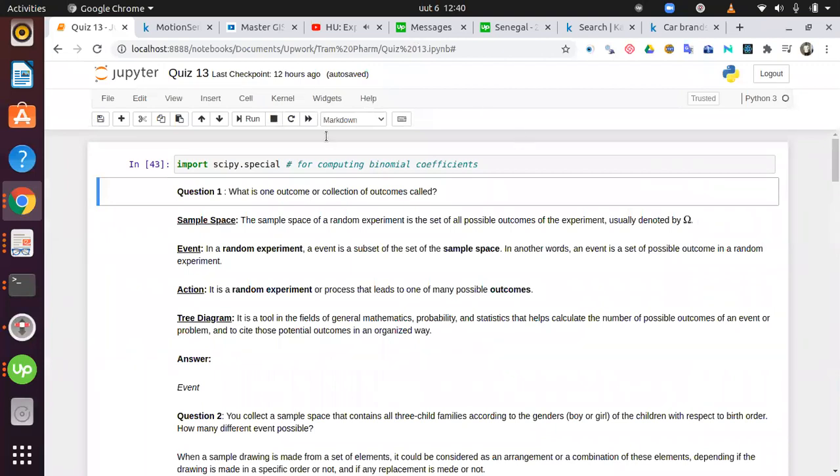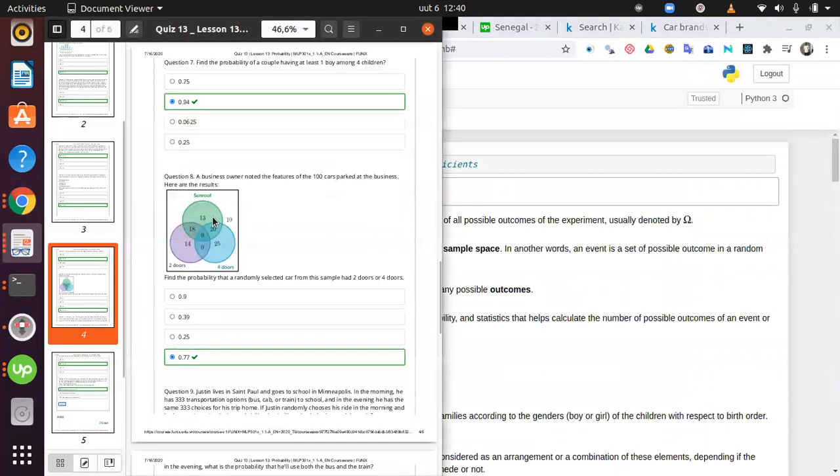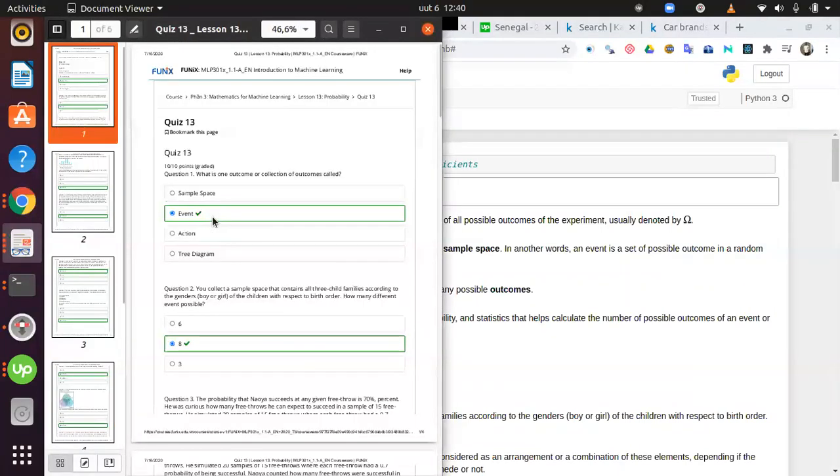Okay. Could you see my screen? Yes. Okay. First question. What is one outcome or collection of outcomes called? Outcome. Okay.